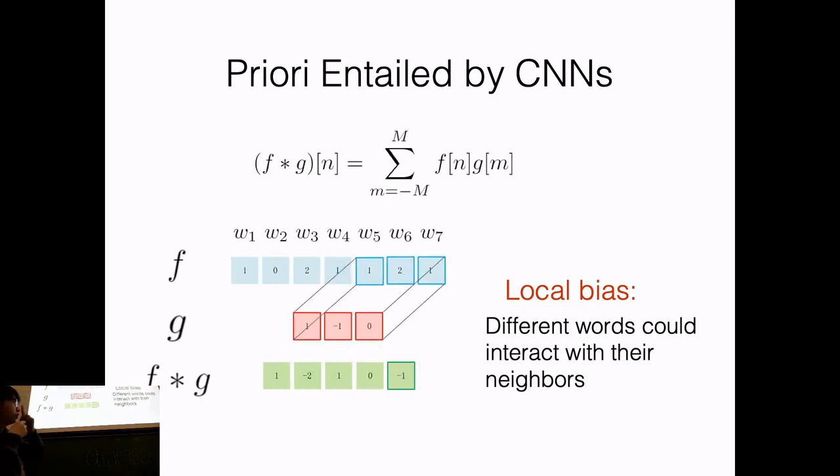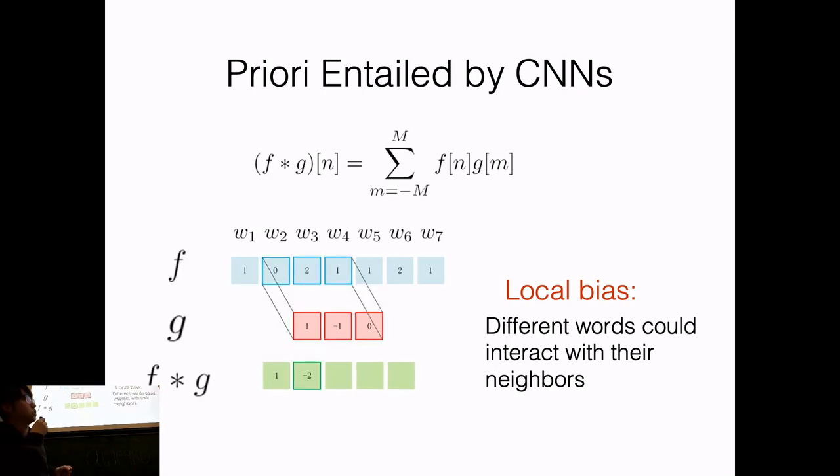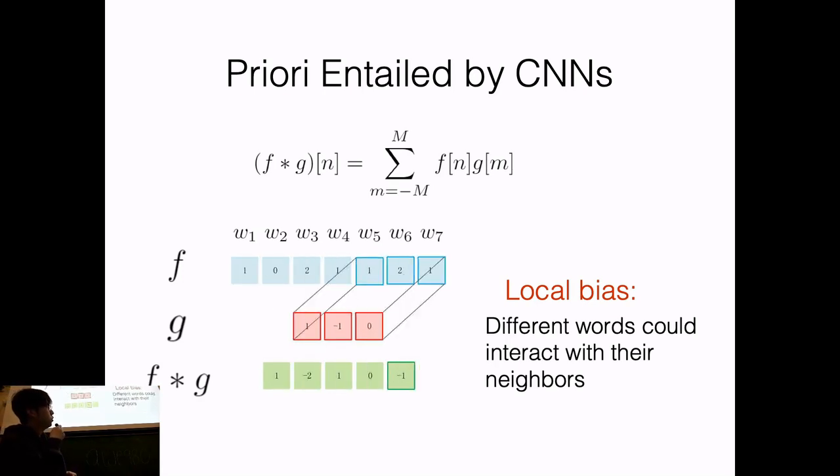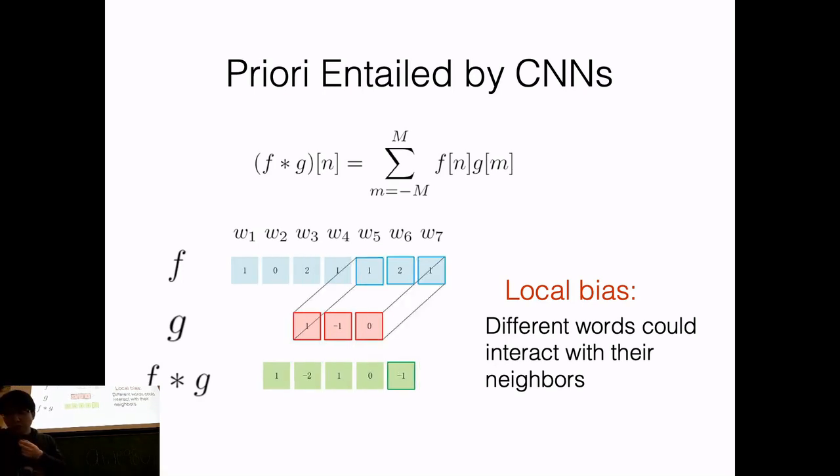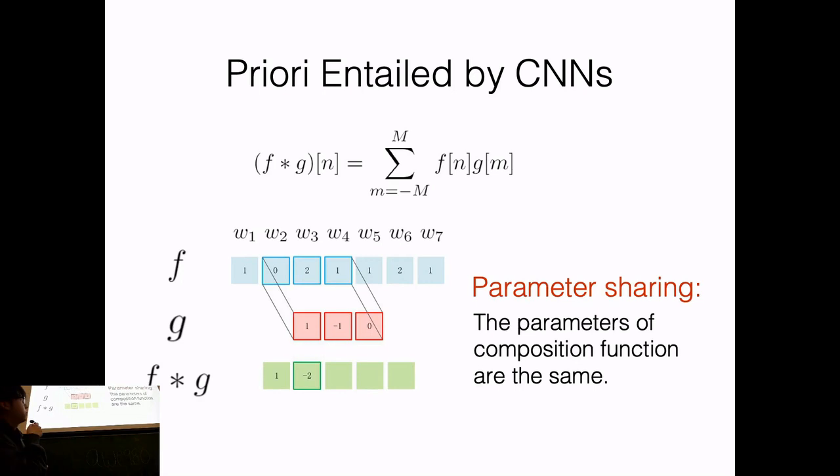So what does it mean? It means if you have chosen the convolutional neural networks, then you just use this assumption. That is, the local information would be heavily used in your network. So that's the first priori. And the next is parameter sharing.